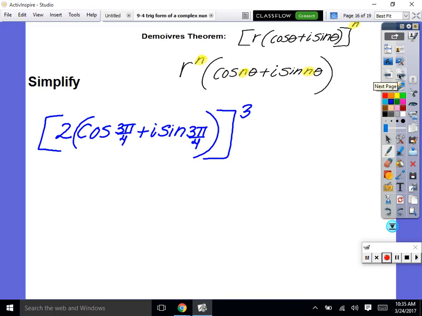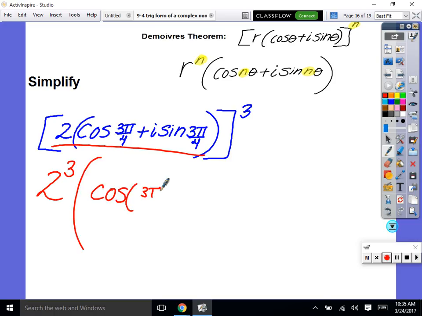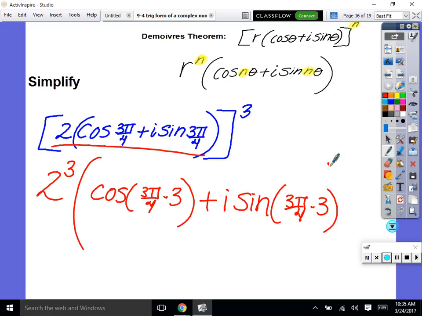Okay, here we go. Luckily, which seems weird because it feels like it might be harder, but it's actually easier, we have the trig form of a complex number, and it's raised to the third power. So lucky for us, we don't have to multiply this out 3 times. We can just use de Moivre's theorem. So that'll be 2 to the third power times cosine of 3 pi fourths times 3 plus i sine of 3 pi fourths times 3.